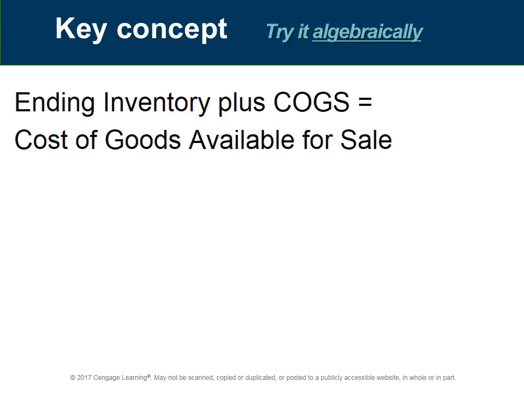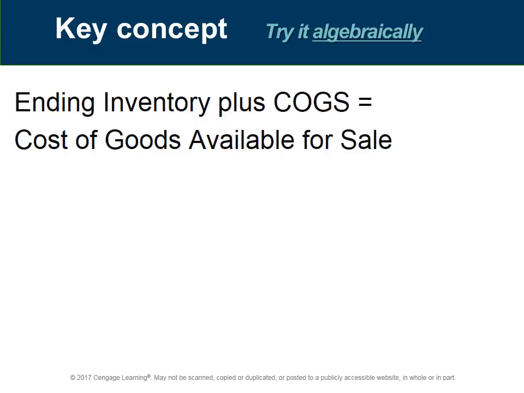So it's very logical. A store has $100,000 worth of inventory that they've bought during the year. This store has either sold it or it's left on the shelves. Very simple. So the cost of goods available for sale represents the $100,000. If the ending inventory is $20,000, then the cost of goods sold must be $80,000.